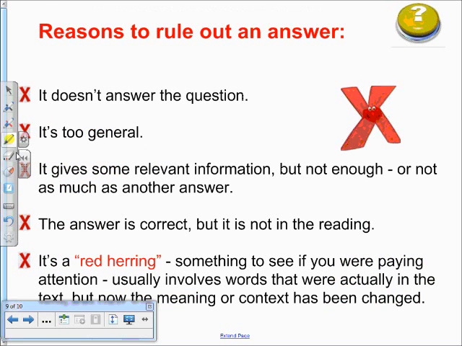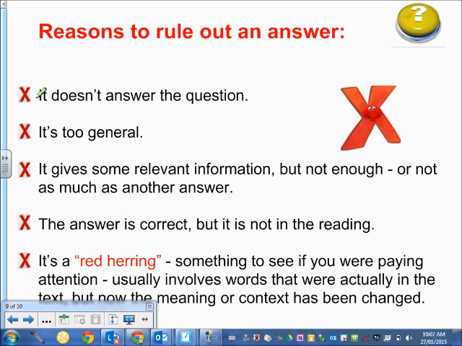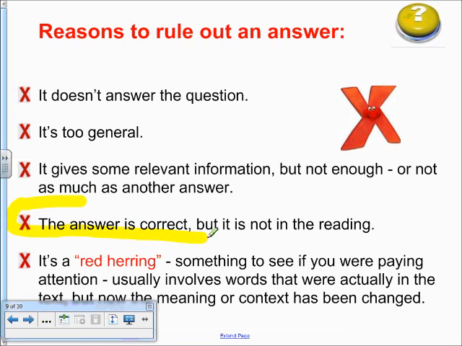Now, here's a pretty tricky thing that you need to think about. Reasons to rule out answers. It doesn't answer the question. So if you see it and it makes no sense, just cross it off. It's too general. All the questions are going to be specific. So you really want to think about something specific. It's going to come directly from the text. It gives some information, but not enough, or not as much as another answer. So you're looking for the best answer. This one is the trickiest one you're going to see out there.